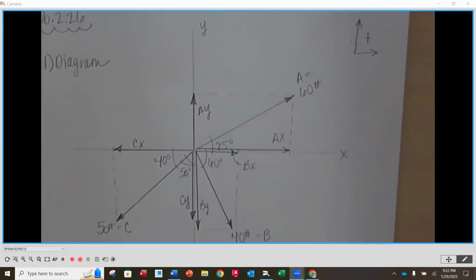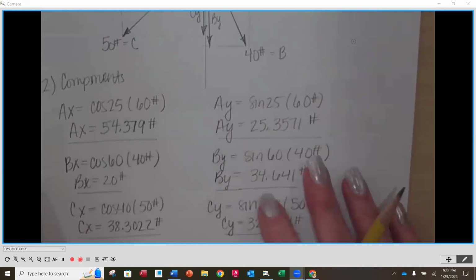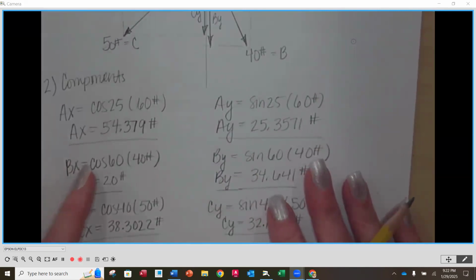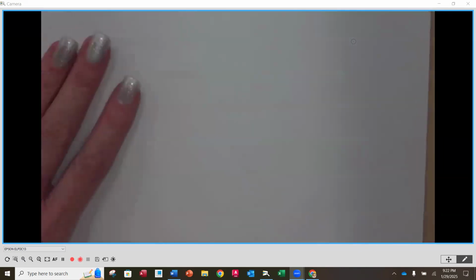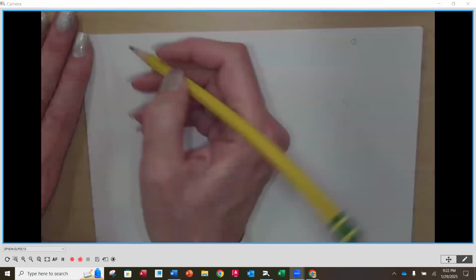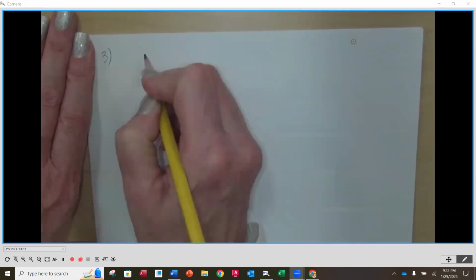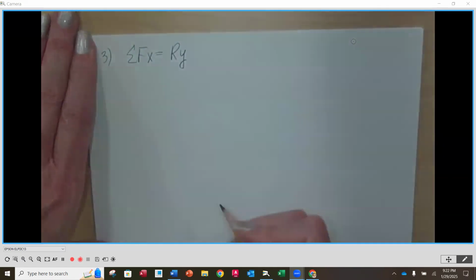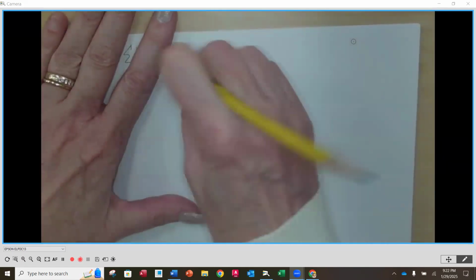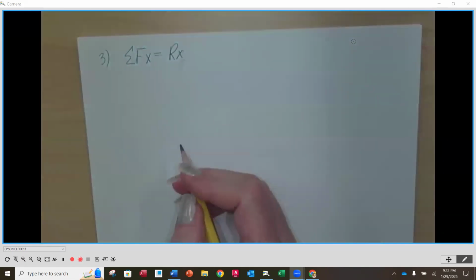You're welcome. So now that we have all our components here, we want to sum our forces in the X and Y to get the resultant X and Y's. So I'm just going to start a new page. And my next step here is I'm going to sum my forces in the X direction to get the resultant X component, not Y, X component.